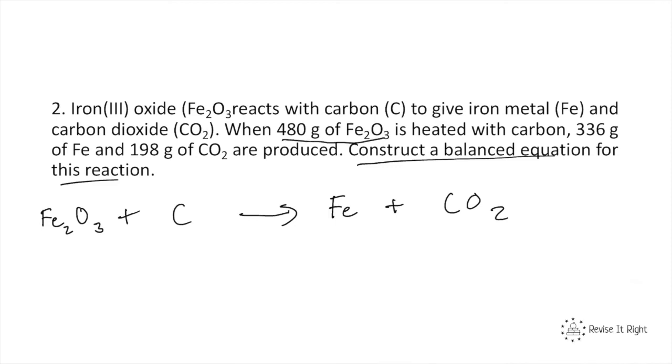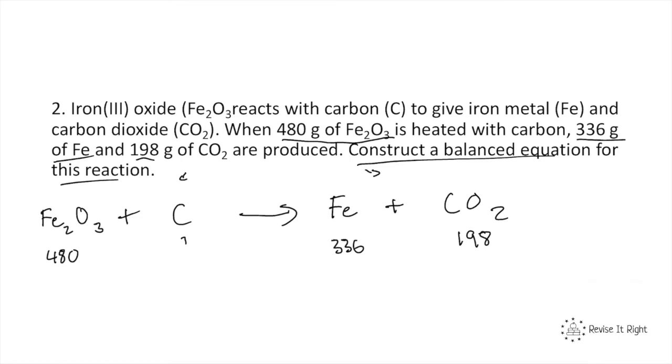Now we need to write out our masses underneath each of them. So 480 grams of iron oxide, so we're going to write that here, 480, is heated with carbon. It doesn't tell us what that is, so we're going to need to work that out. And it produces 336 grams of iron, so we'll write that underneath iron, and 198 grams of carbon dioxide, so 198 grams there. Now again, we know that the mass of the left hand side needs to equal the mass of the right hand side, so we can work out what this mass is here.